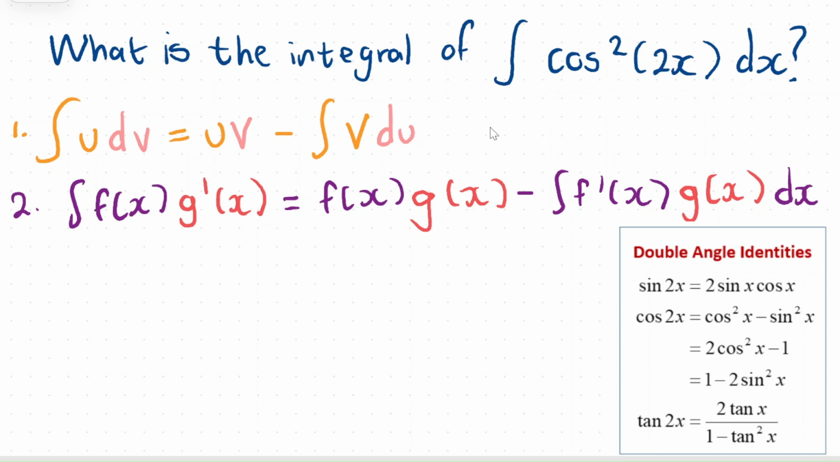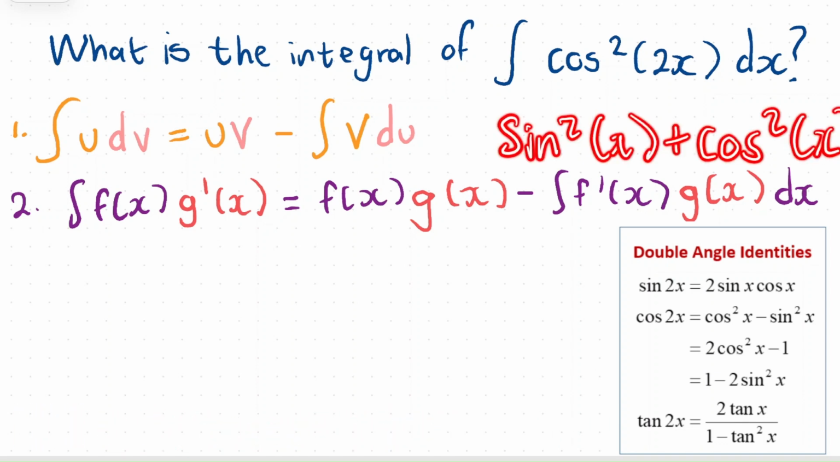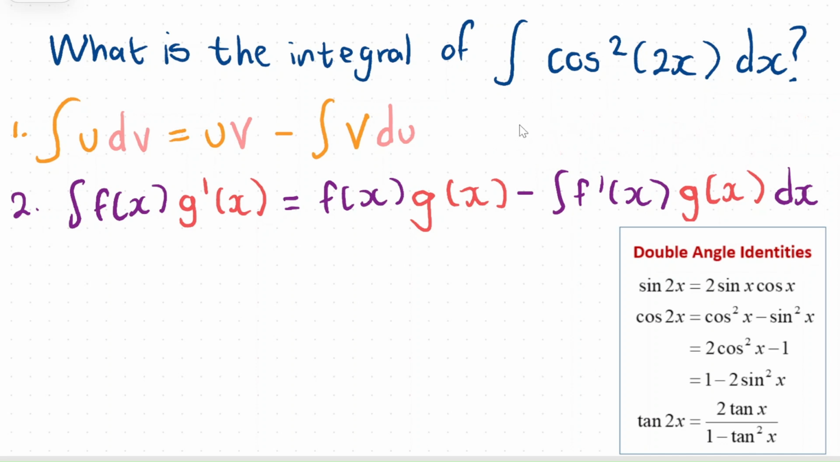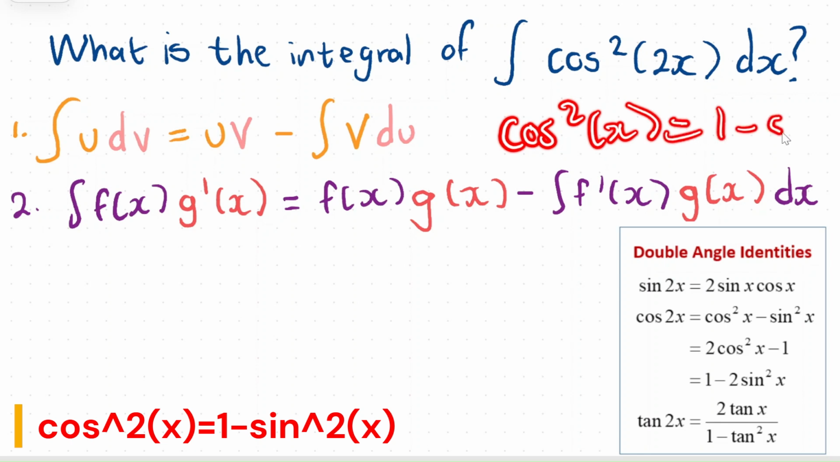One of the first things that we can note is cos squared of x can be written in two ways. We can say sine squared of x plus cos squared of x is equal to 1. And then we can say 1 minus sine squared of x is equal to cos squared of x. So we can say cos squared of x is equal to 1 minus sine squared of x.